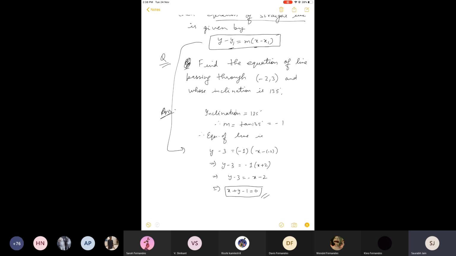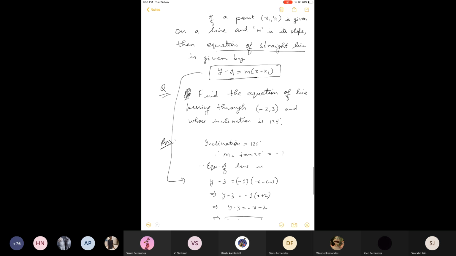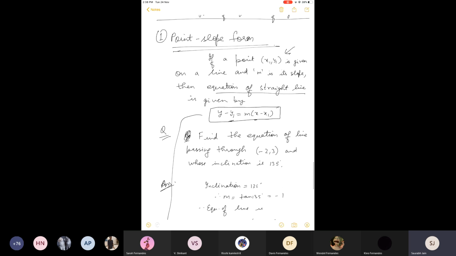What do you observe? The line is a linear equation in two variables. Okay. So ultimately, all the equations that we are going to discuss here will finally change into the general form, that is ax plus by plus c equal to 0. This form is called point slope form. Easy to remember. Why point slope form? Because coordinates of a point on the line are given. Also slope is given. That is why it is called point slope form.